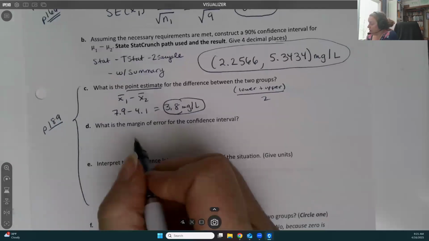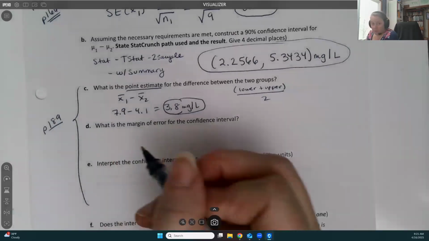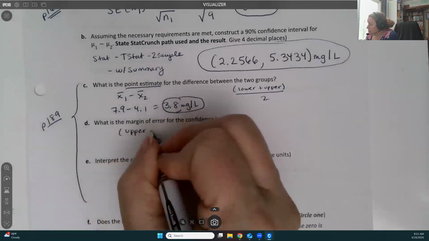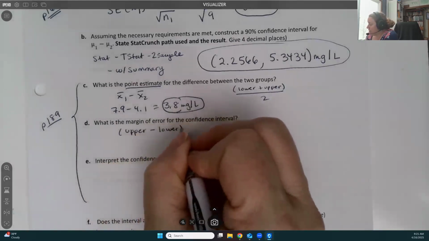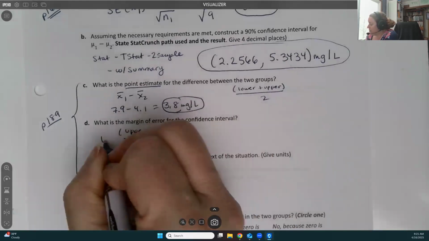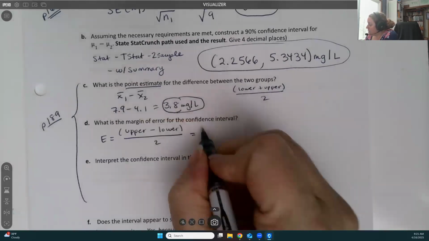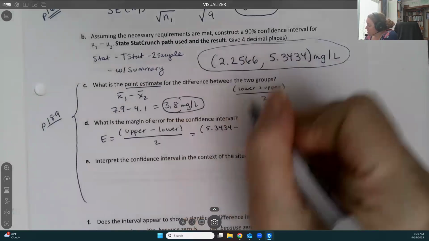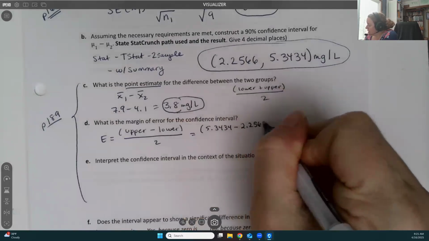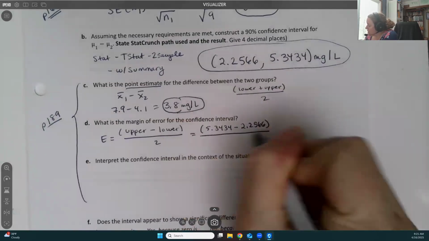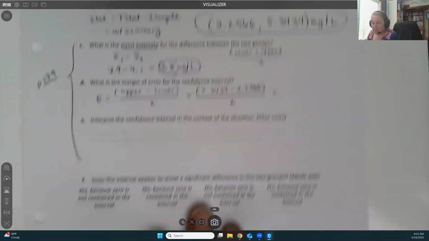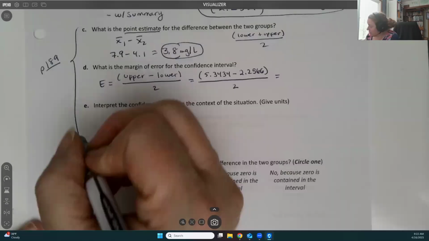Now, as for the margin of error, there's a couple ways to do that, but our easiest way generally, if we have the interval, is to do the upper minus the lower divided by 2, right? That's the error. So the upper number is 5.3434 minus 2.2566. Close parentheses, divide by 2. All right, somebody find that, and I'm going to start writing the.